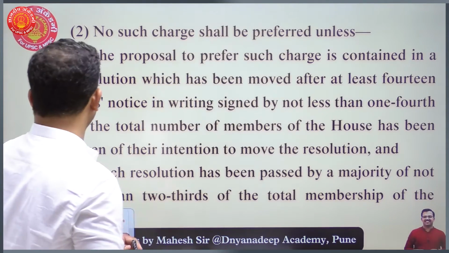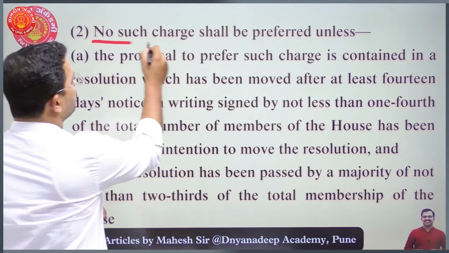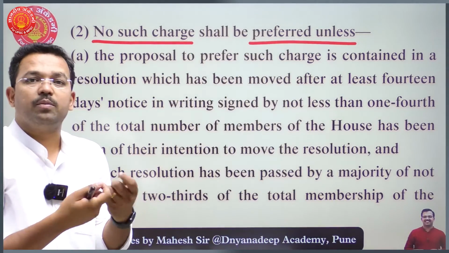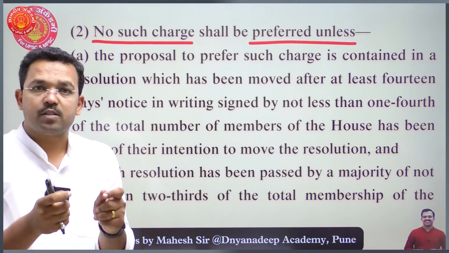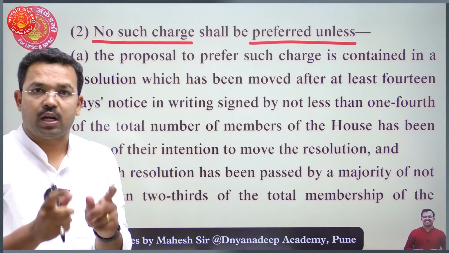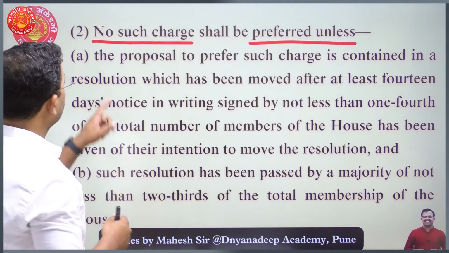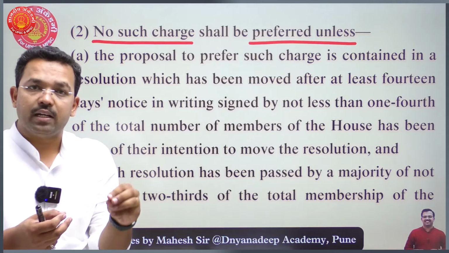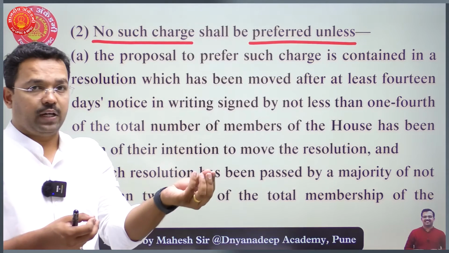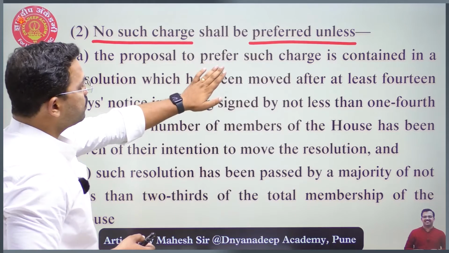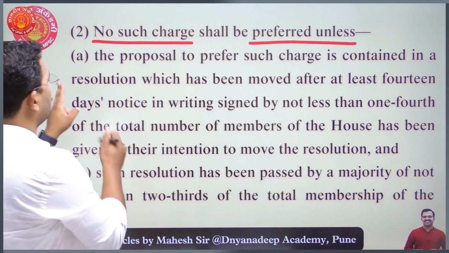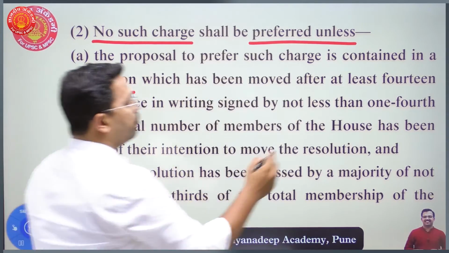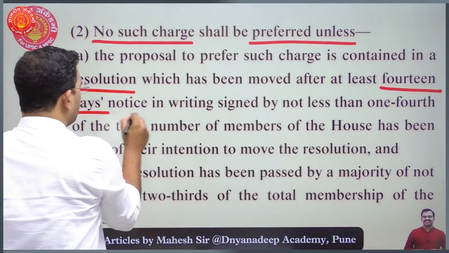Now see what it says, very interesting. What does the second clause say? It says no such charge shall be preferred unless, it means if you want to put a charge on the President of India, certain criteria must be fulfilled. What are those criteria? The proposal to prefer such a charge, that is the proposal to put a charge of violation of the Constitution against the President of India, is contained in a resolution. So you must put a resolution which has been moved after at least 14 days notice.